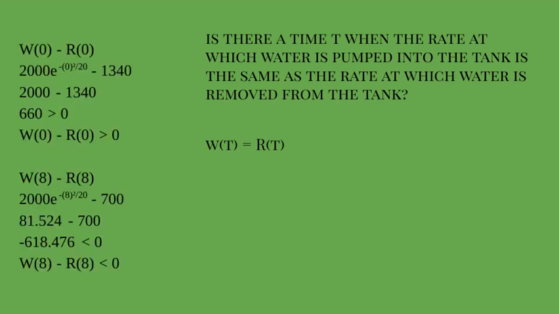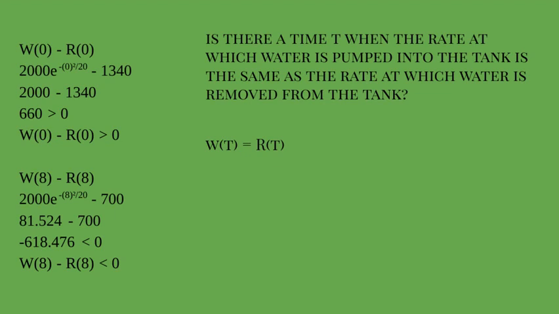So first you want to look at your two endpoints, which is 0 and 8. So plug in 0. So W(0) minus R(0) is greater than 0, and W(8) minus R(8) is less than 0. So if one is greater than and one is less than, that means you have to have a value in there where at some point it has to equal 0.